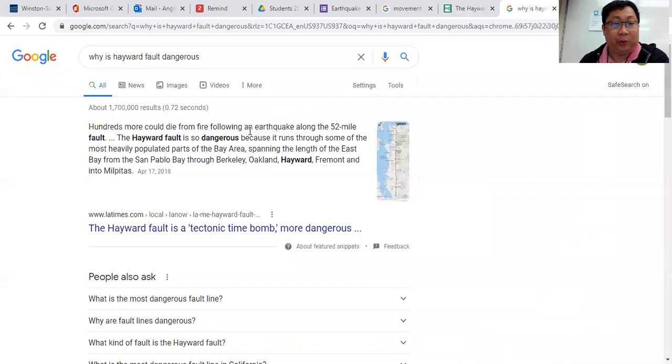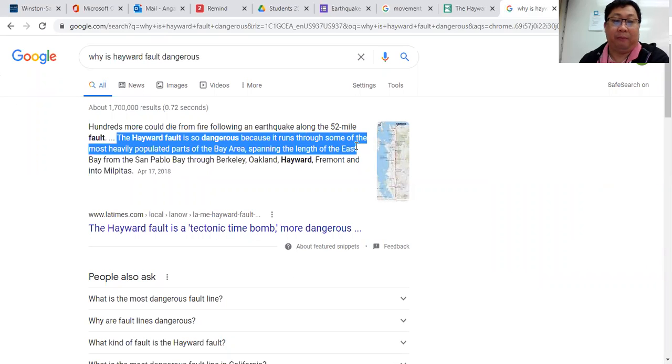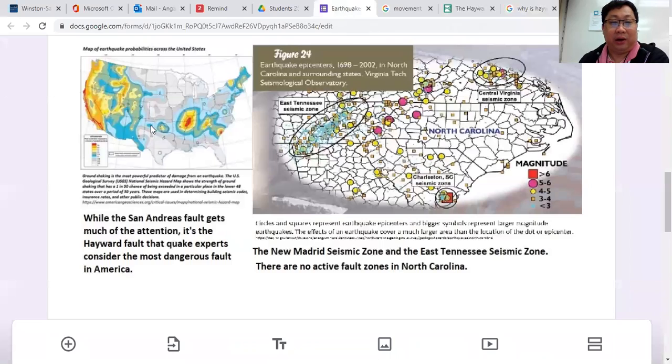So why is the Hayward Fault so dangerous? The Hayward Fault is so dangerous because it runs through some of the most heavily populated parts of the Bay Area. There are so many structures there. There are so many people there. So what makes that dangerous? When the earthquake happens, it can cause some structures to collapse. And this can lead to a lot of people getting hurt and even dying.